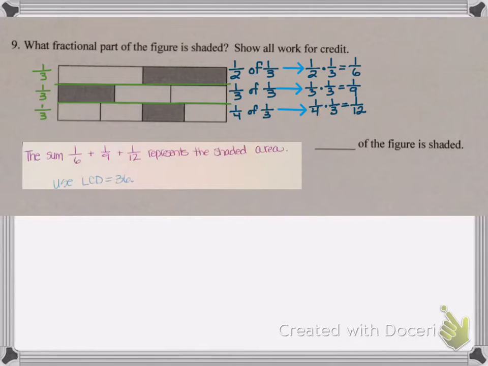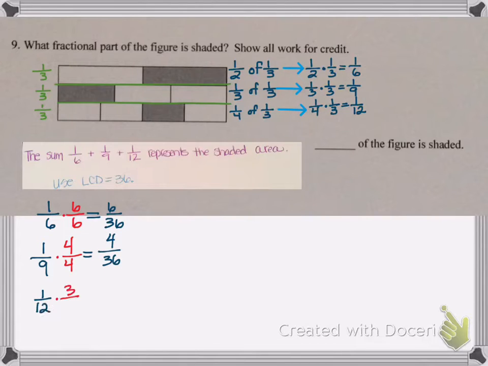represent the shaded area. To add these fractions, I need the least common denominator of 36. So I'm going to rewrite 1/6 as 6 over 36 by multiplying by 6 over 6. 1/9 will get multiplied by 4 over 4 to get 4 over 36, and 1/12 will get multiplied by 3 over 3 for 3 over 36.